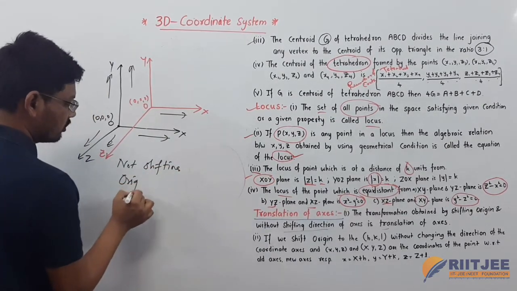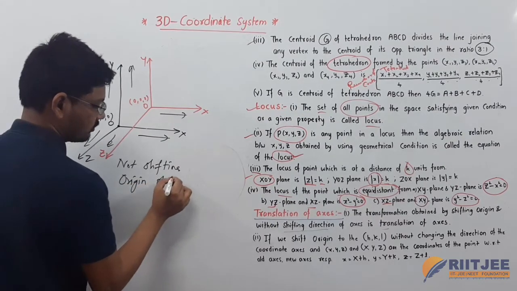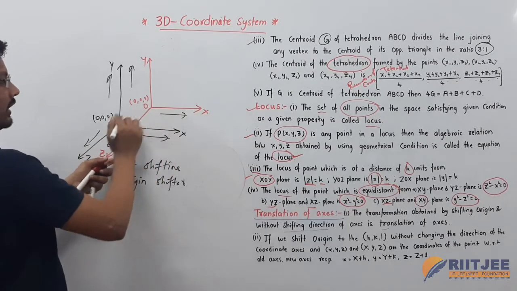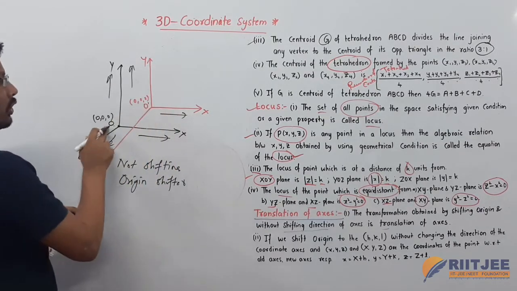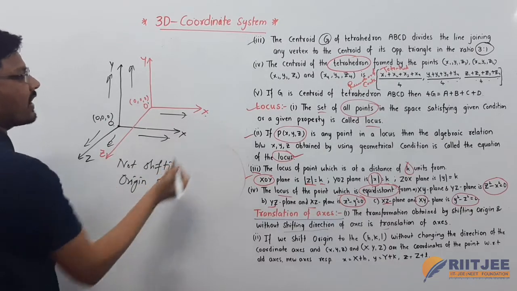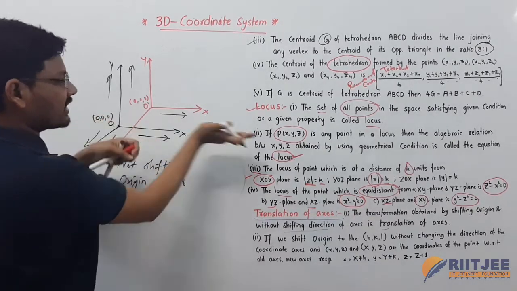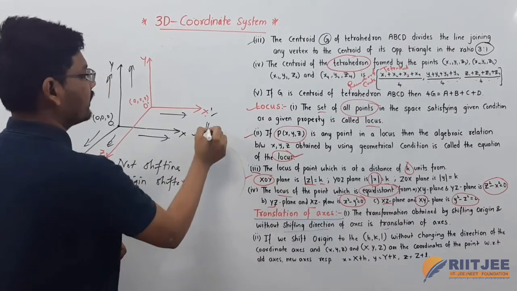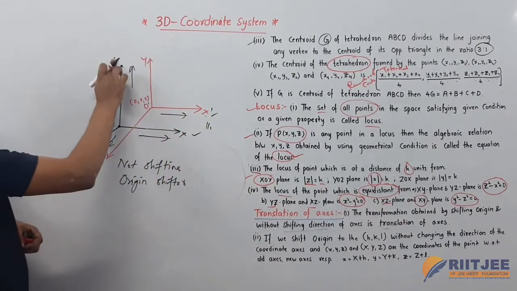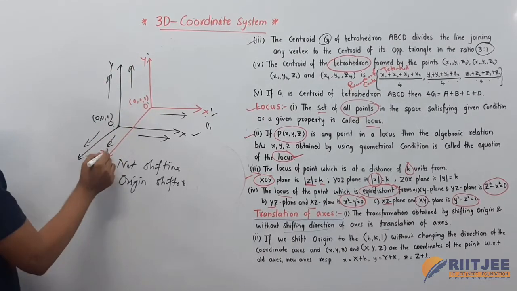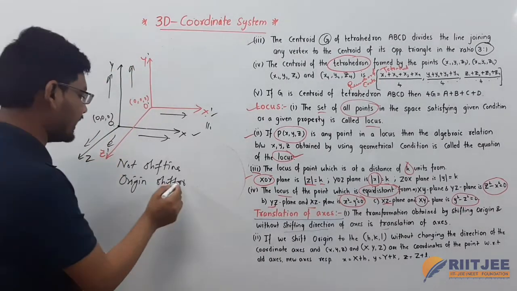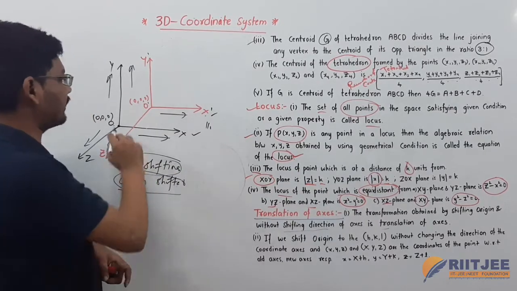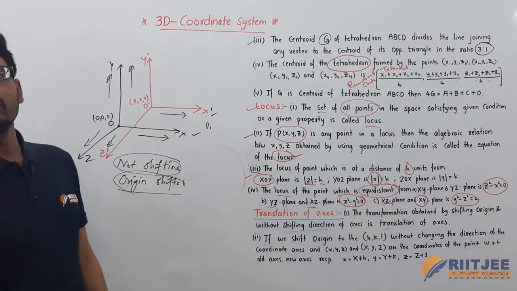Origin is shifted. Here the origin is shifted from here to here. This is O and this is O dash, and the direction of axis is not shifted. This x and x dash both are parallel, y and y dash both are parallel, and z and z dash both are parallel here. Here the direction of axis is not shifted, but the origin is shifted for these two pair of 3D coordinate systems.